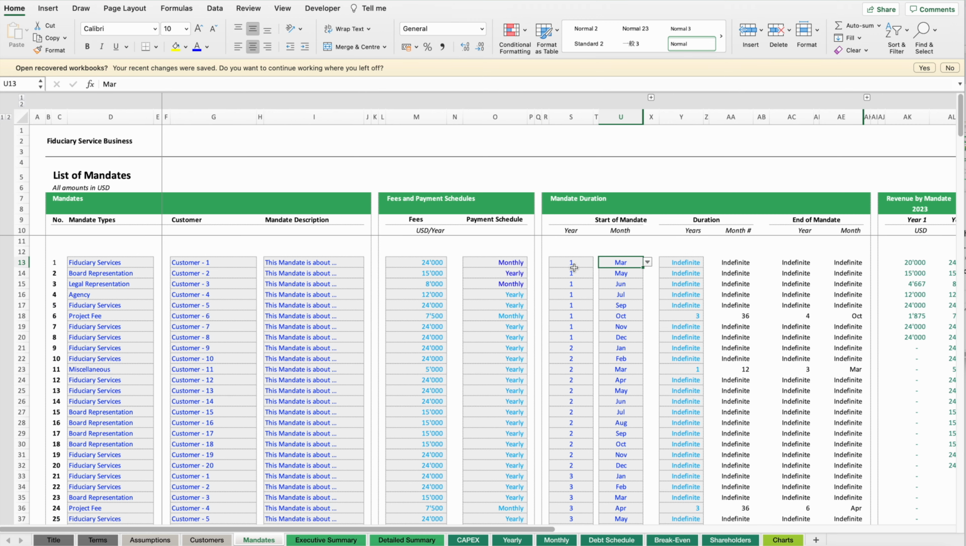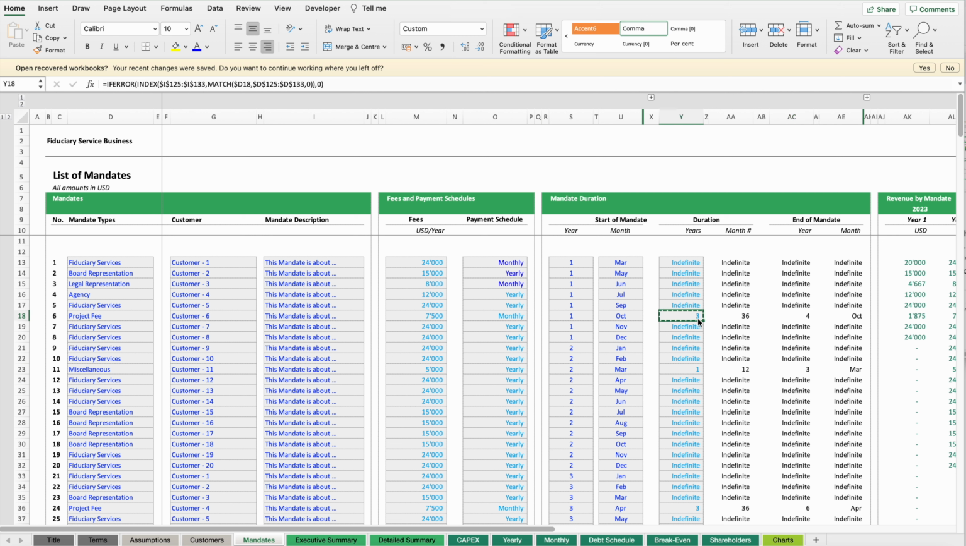And as you can see, I assume only these mandates are going to start in year 1. This is a startup fiduciary business. We expect some additional mandates to be added in year 2. In this case, we expect that these will come in during the year and will therefore start in different months. Either these mandates go on indefinitely, or they will expire. If they expire, that means the revenues will stop at that time.